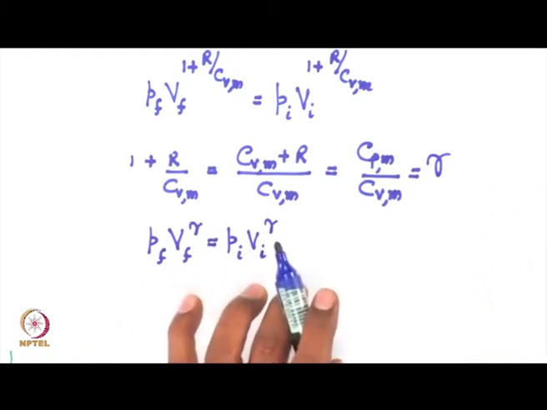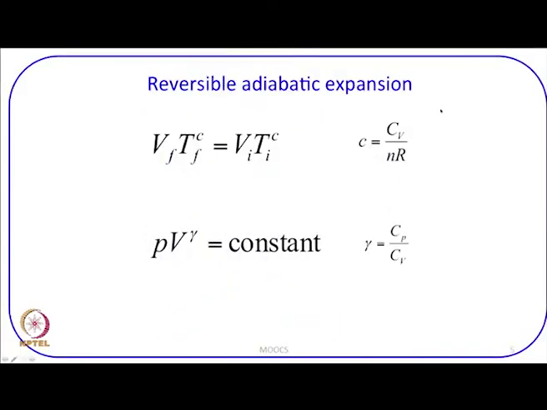Now, let us go back. What we have in this is PV gamma is equal to constant, where gamma is the ratio of Cp and Cv.